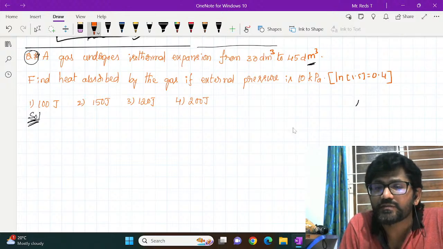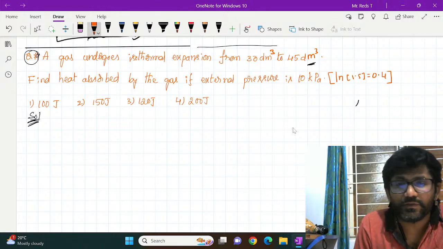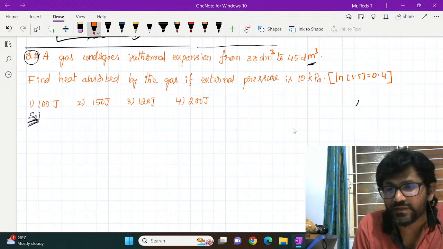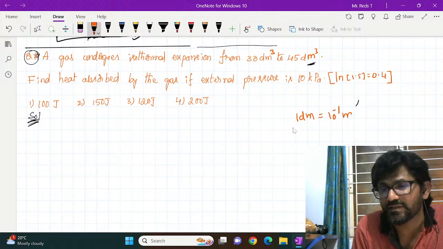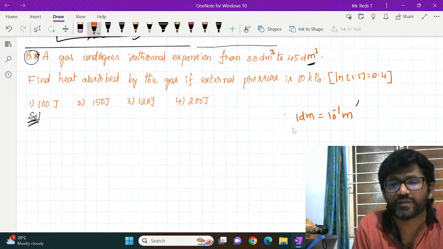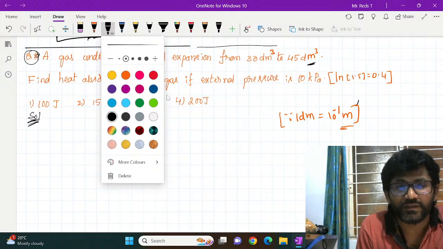Centimeter, decimeter, meters. This kind of units you should remember. Here you have to remember that 1 centimeter equal to how many meters? 10 power minus 2 meters. 1 decimeter equal to how many meters? 10 to the power minus 1 meter. That is decimeter. Okay, you have to remember this conversion relation.